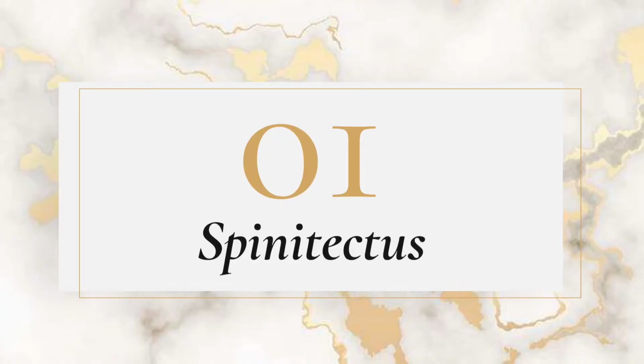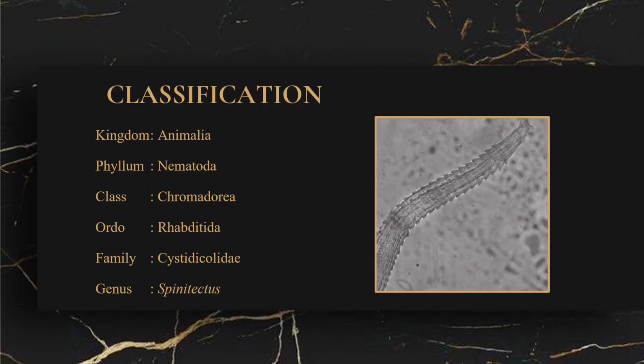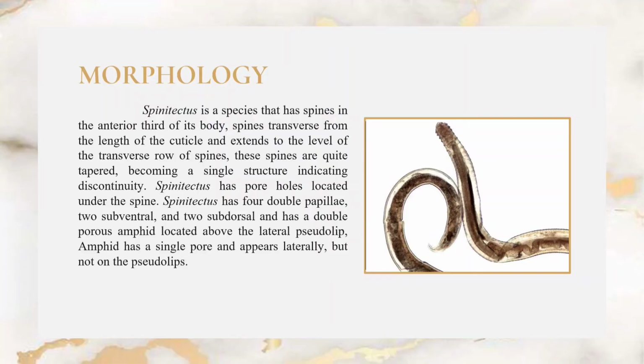Number 1 is about Spinitectus. Spinitectus is from the class Chromadorea, the order is Rhabditida, and the family is Cystidicolidae. The image on the right shows the morphology of Spinitectus.